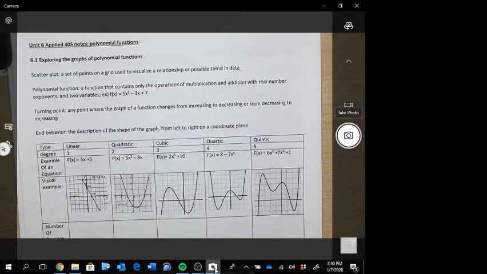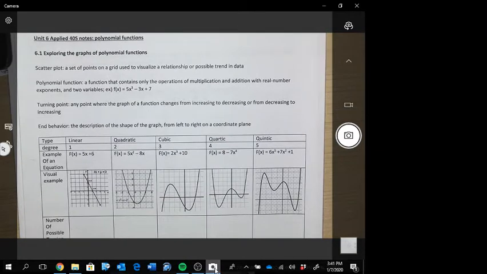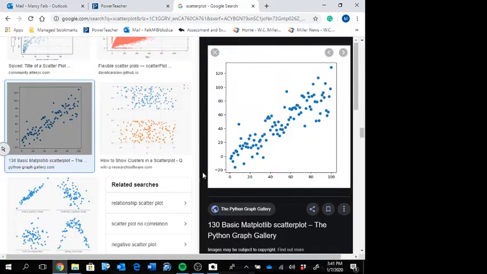Okay, Unit 6, we're going to start with 6.1, polynomial functions. So some definitions to know. A scatter plot is a set of points on a grid used to visualize a relationship or possible trend in data. So here's an example of a scatter plot. Right here, you can see all these points are representing the data, and it is connected in a relationship. You can see that it's possibly forming a positive linear relationship with each other.